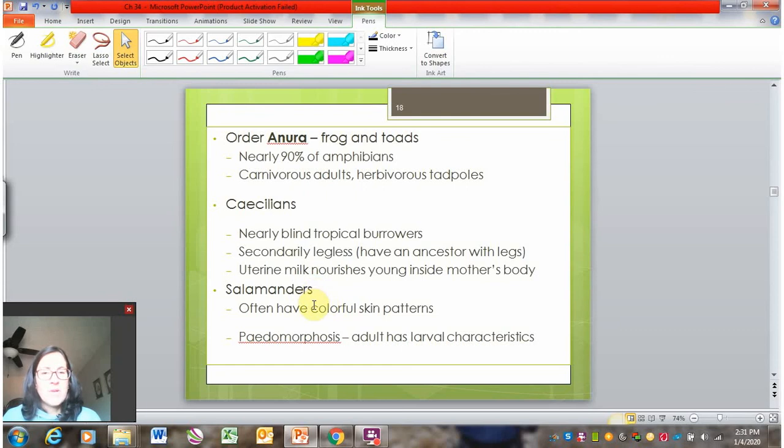Salamanders are another one people have heard of. Many of them have really colorful skin patterns. They're known specifically for metamorphosis, where the adult has larval characteristics. So the adult doesn't get rid of things like the tail. So we'll take a look at pictures here.